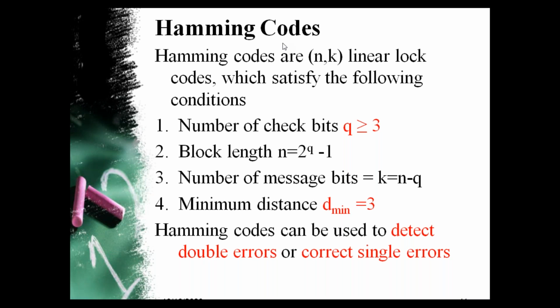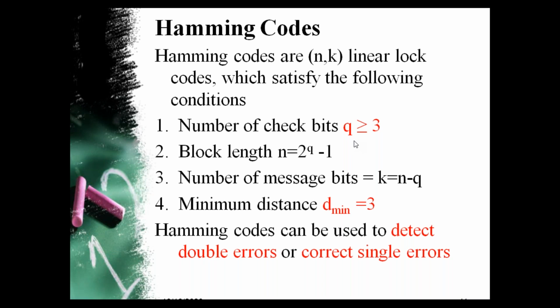Then the block length n is equal to 2 raised to q minus 1. Then the number of message bits k is equal to n minus q. It is actually in general for a linear block code. Anyway, the minimum distance is important. d minimum equal to 3. For a Hamming code, the minimum distance d minimum is equal to 3.